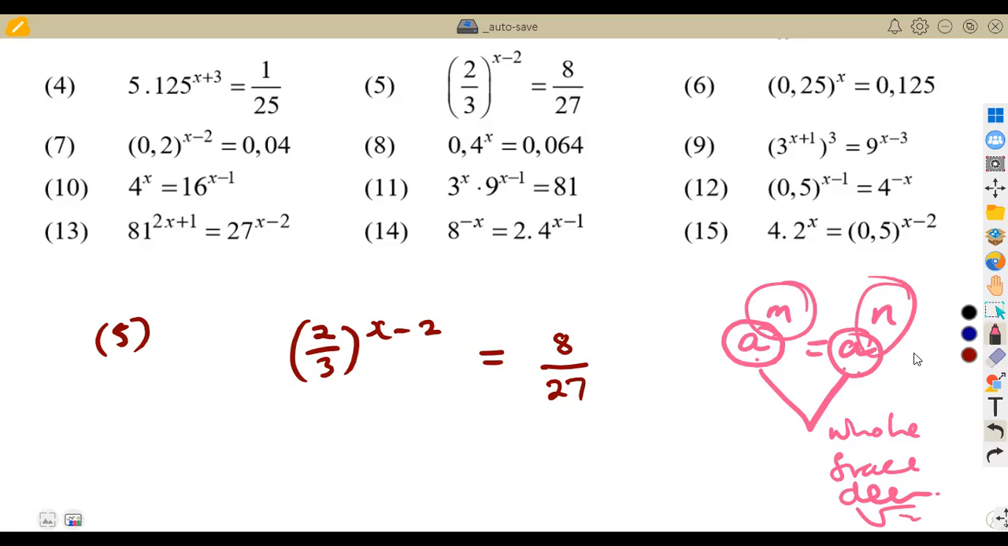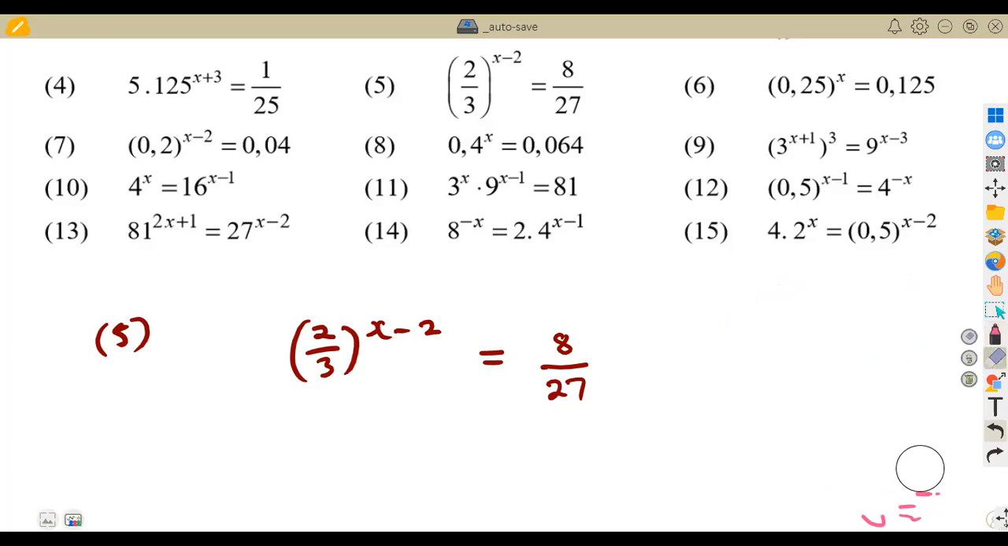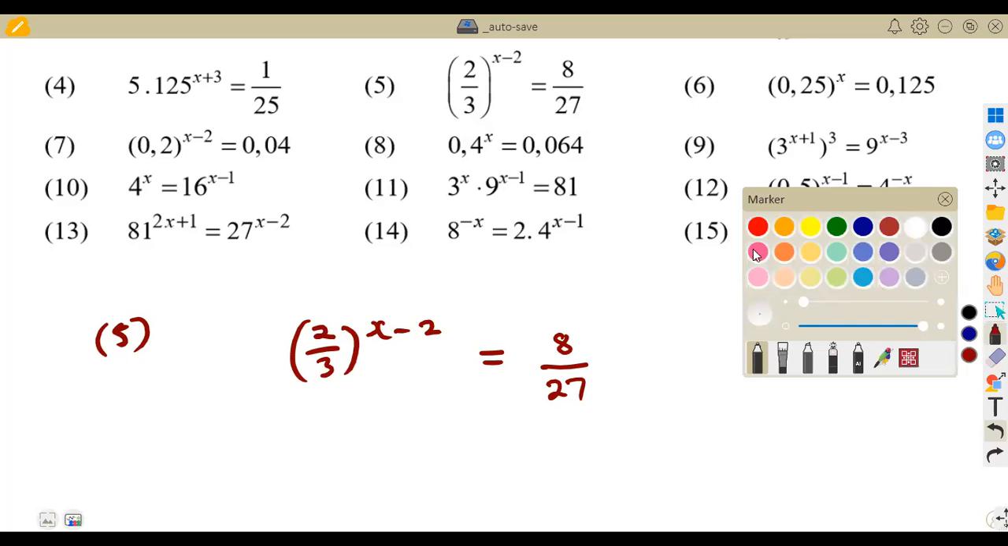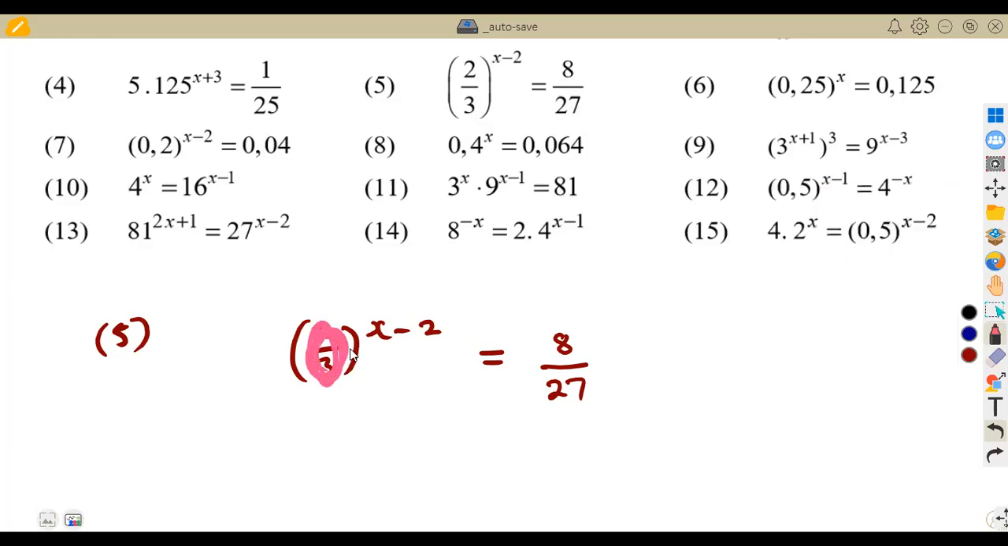Whether they're decimals, whether they're fractions, whether they are whole numbers, that part does not matter as long as they are the same. So you ask yourself, is it possible for me to make this number and this one to be the same?